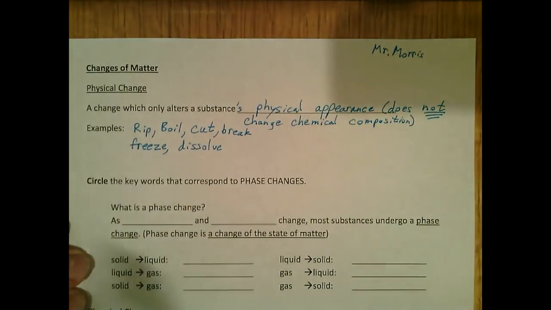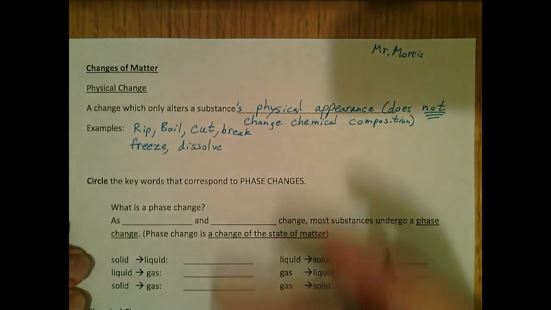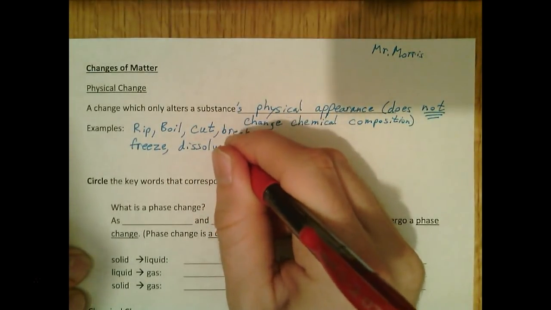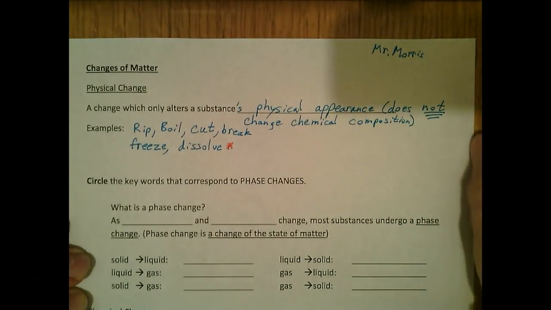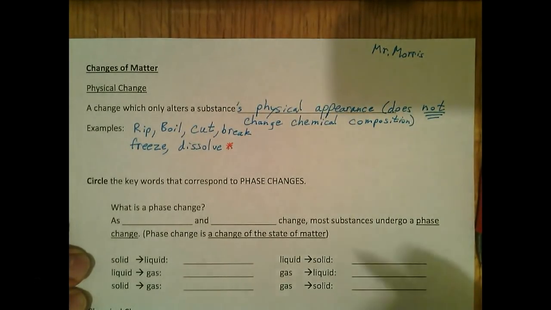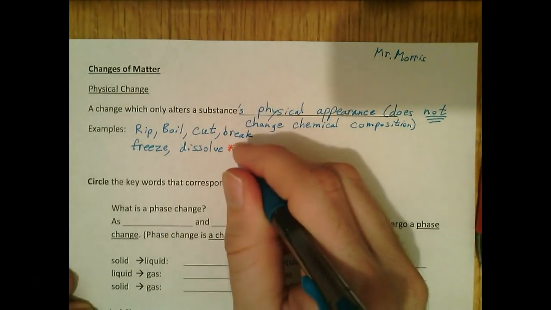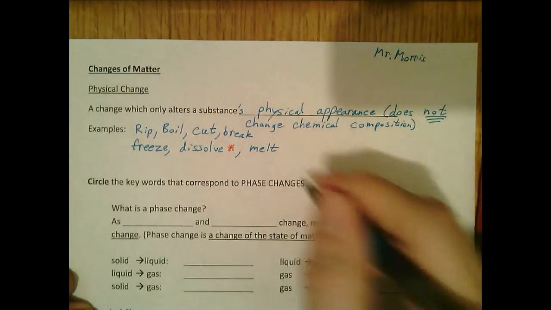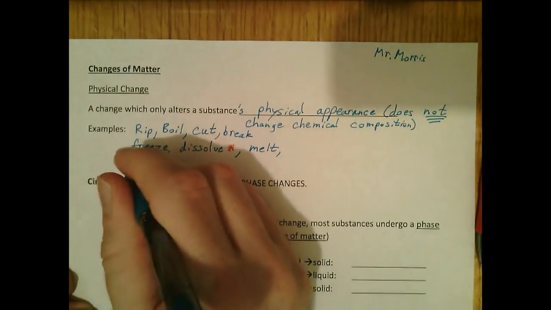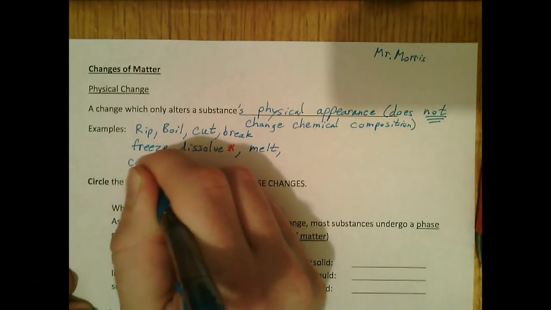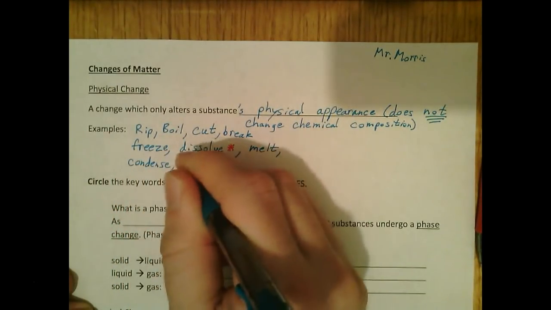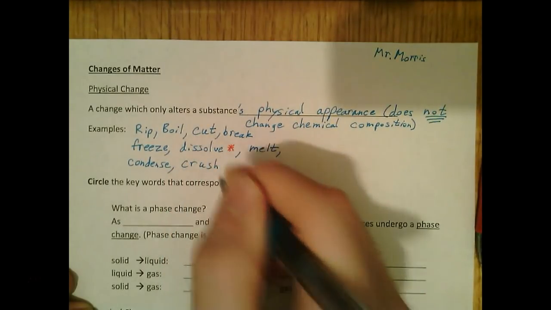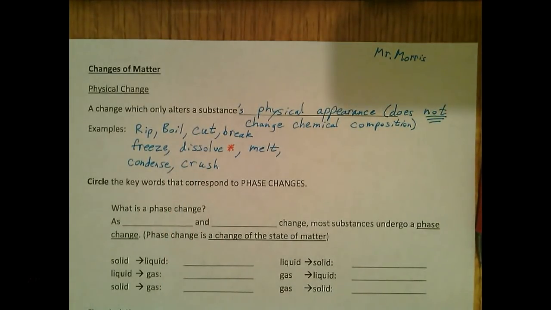I want you to put a star or something to take note of this one. It's a little bit harder to remember. That's one that a lot of students get hung up on. Dissolving is actually a physical change. It's not a reaction. It's just rearranging in a different way. So dissolving is actually a physical change. If you were to melt something, that's a physical change. Or condense. Or crush. And you may be able to think of lots of other examples, but those are some of them.